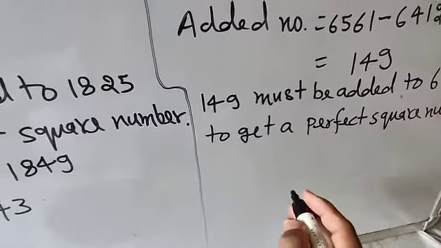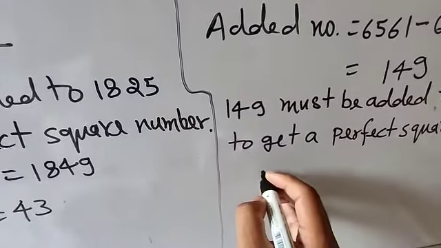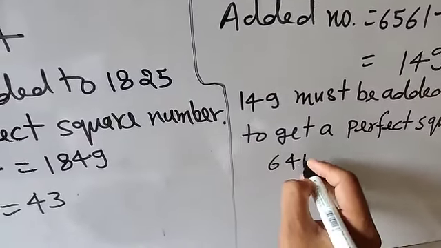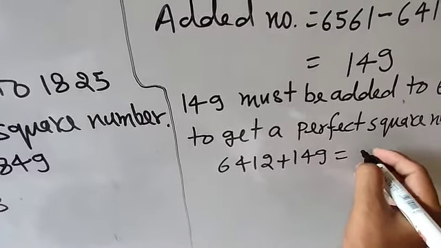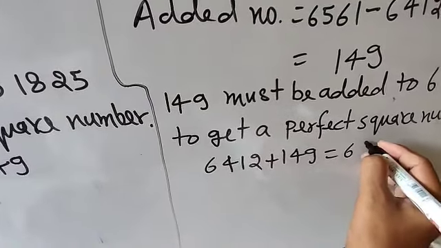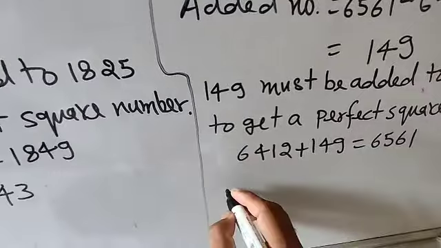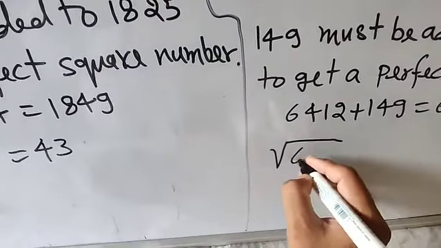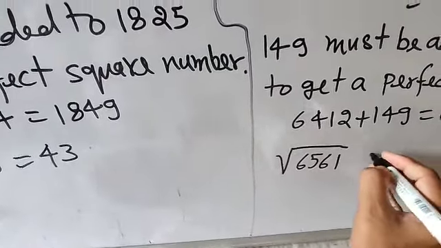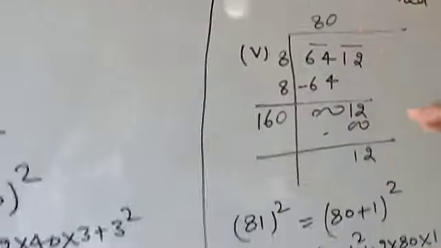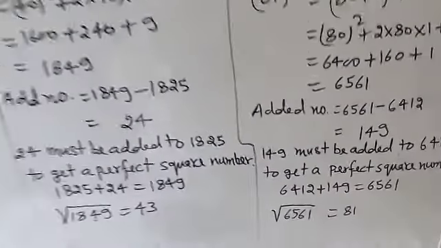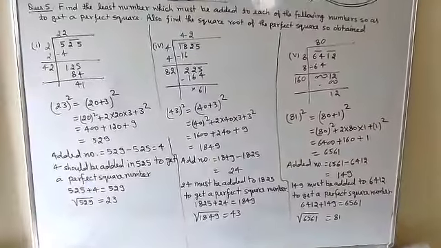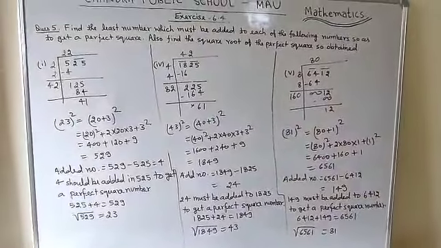Now if you add 149 to the given number, 6412 plus 149 is equal to 6561. So the square root of 6561 will be 1 more than 80, so it is equal to 81. So students, this is the way when it is asked what must be added.